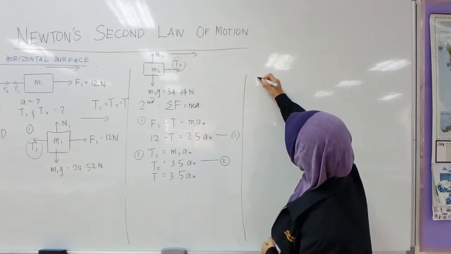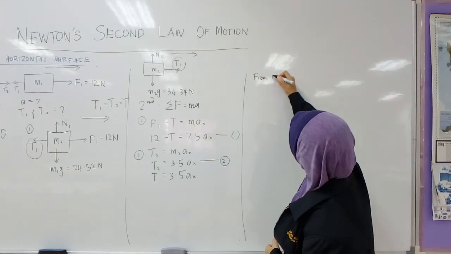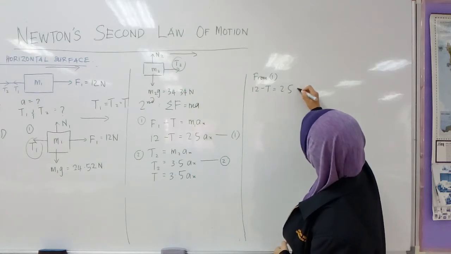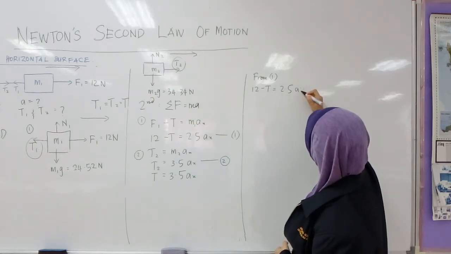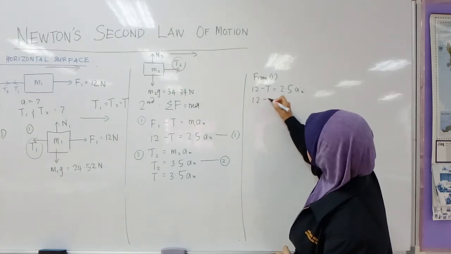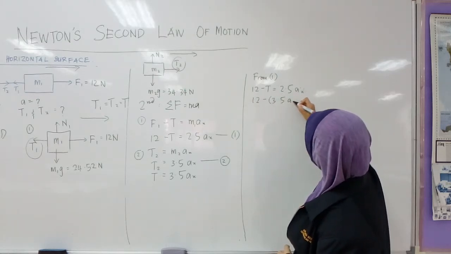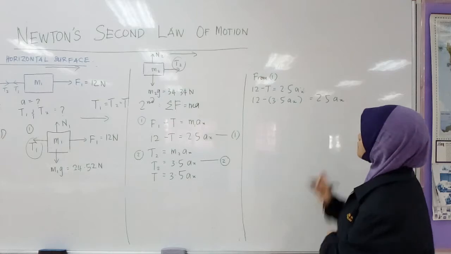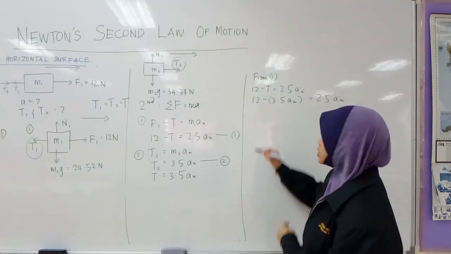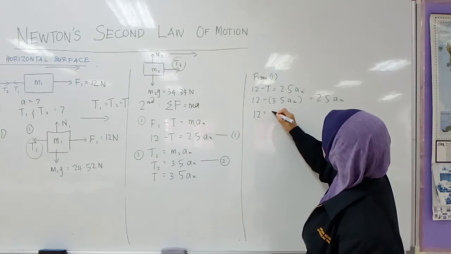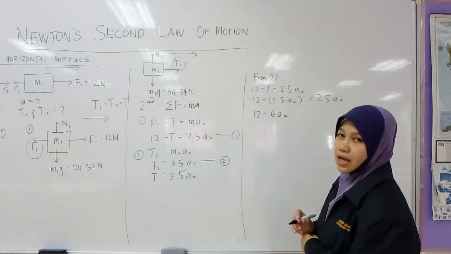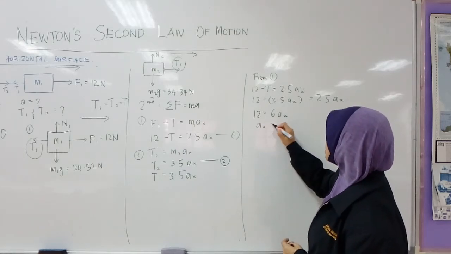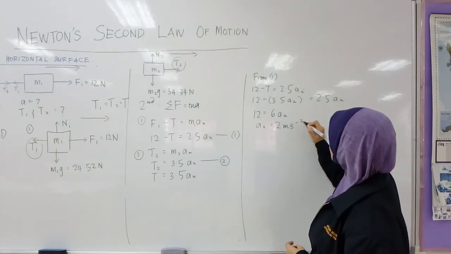So from equation 1, 12 minus T is equal to 2.5 ax. 12 minus 3.5 ax is equal to 2.5 ax. Then rearranging the equation, 12 is equal to 6 ax. From here, you can get the acceleration in the direction of motion, which is 2 meters per second squared.